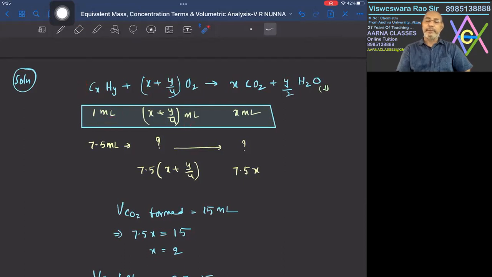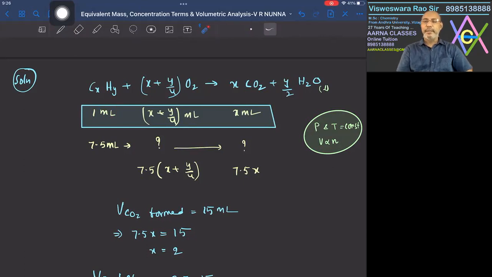Why are you doing like that? Because at constant pressure and temperature, Avogadro's law says that volume is directly proportional to the number of moles. A general chemical reaction is carried out at constant pressure and temperature in the laboratory. So since volume is directly proportional to number of moles, instead of number of moles you can take volumes. Instead of writing 1 mole, you can directly write 1 ml. You can solve the problem in volumes if pressure and temperature are maintained constant.